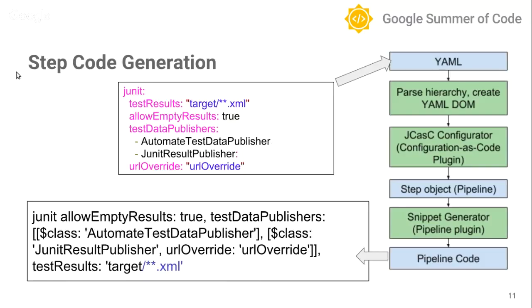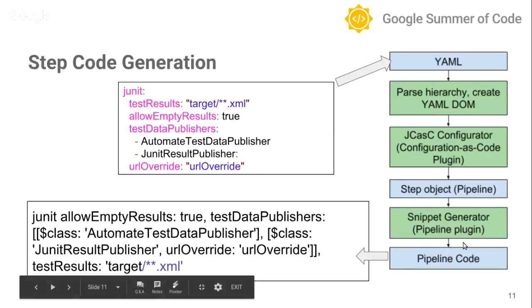So about the step code generation, what we do is users will define a step, let's say a JUnit step like this, and we will parse it and then pass it to the JSoC configurator, which will return us a step object. Then we will use the snippet generator that is already a part of Jenkins, and that will give us the declarative pipeline code, and we can just place it at the appropriate location, and we got this.